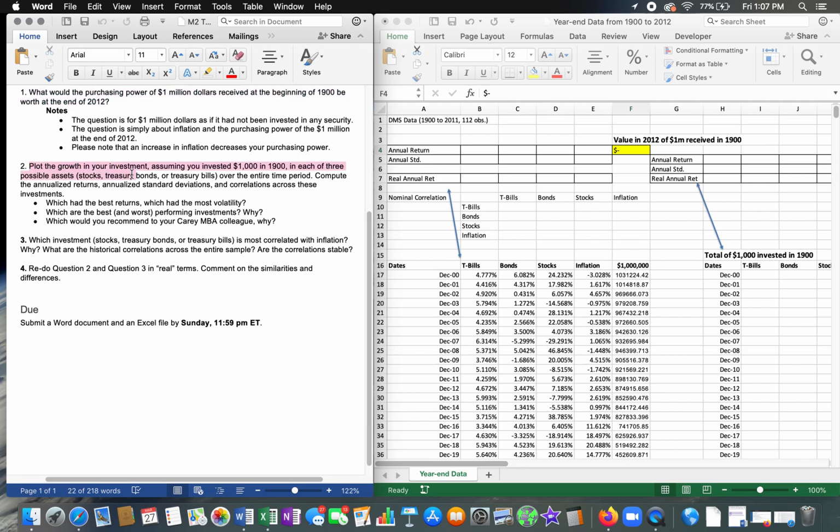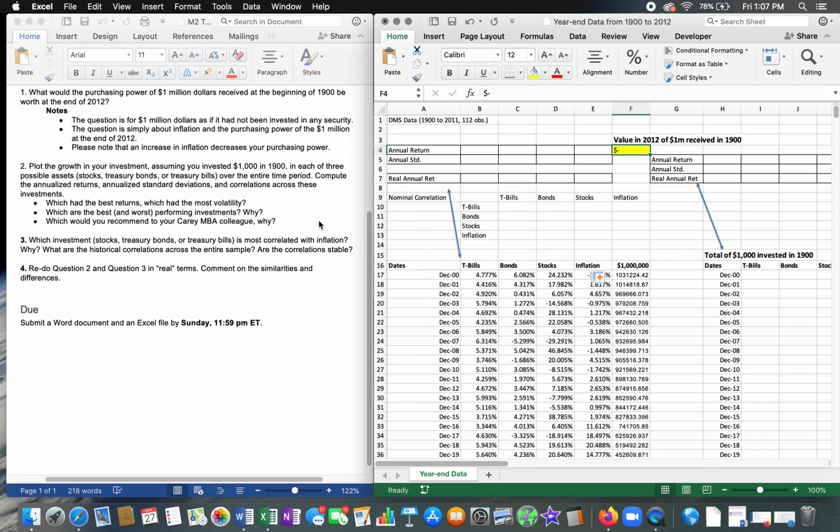Plot the growth in your investment, assuming you invested $1,000 in 1900 in each of the 3 possible assets, stocks, treasury bonds, or treasury bills, over the entire time period. Compute the annualized returns, annualized standard deviations, and correlations across these investments. All right, so let's start with that. Let's compute the annualized returns and standard deviations and correlations first.